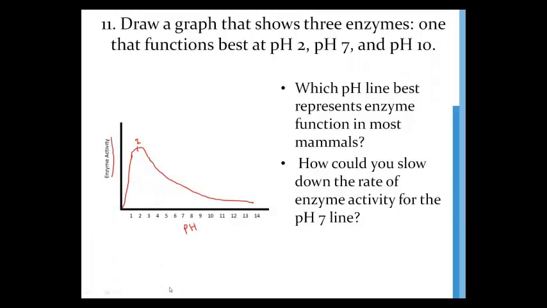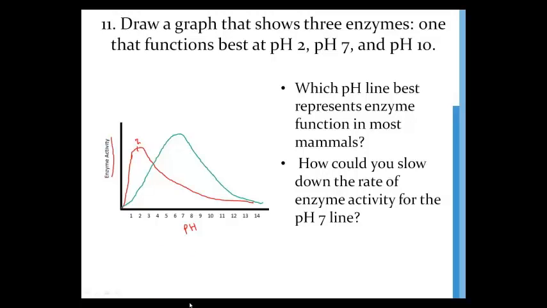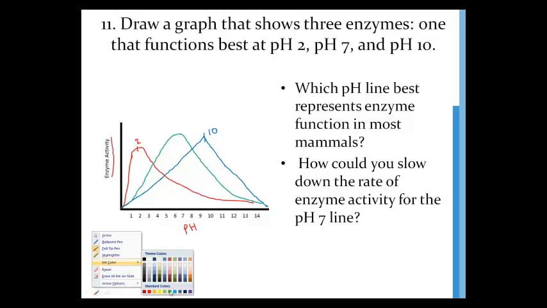Go ahead and do the same thing, this time for pH 7. So this is going to show the most enzyme activity around pH 7. And now we're looking for one that functions best in a basic pH around 10. So again, I'm looking to draw a line that shows the most enzyme activity, this time right around 10. So that's 10, and this one is 7.